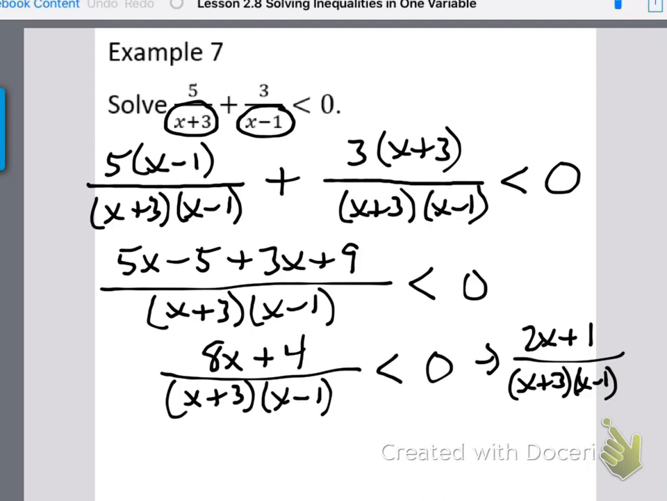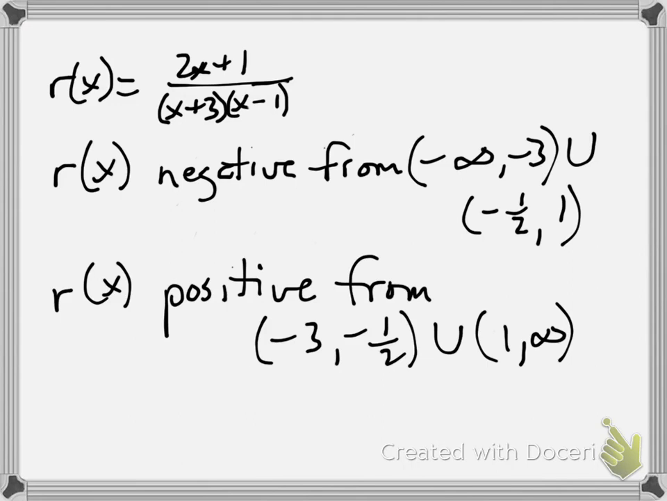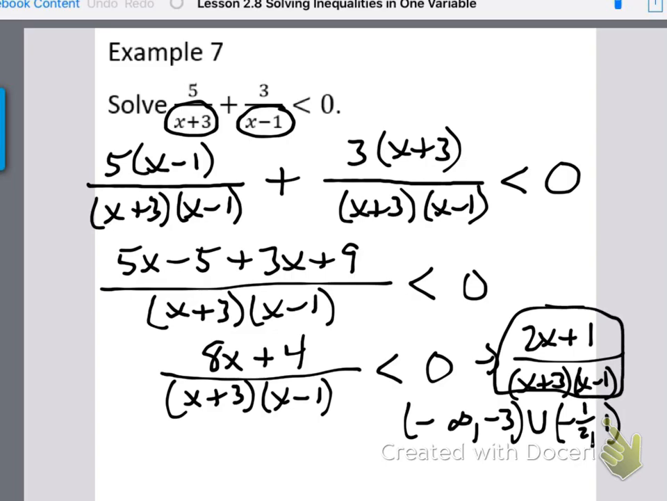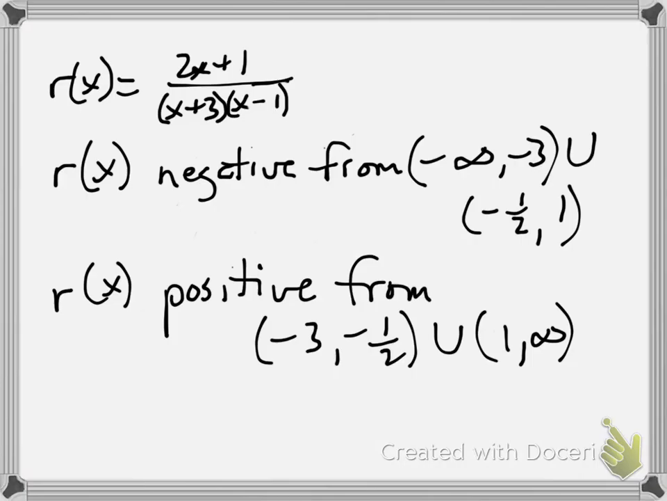So now, if you look, that's the same inequality we got from the previous problem, if you notice. So basically what they want to know is, when is this function negative? Well, we already know the answer to that. It's -infinity, -3, union, -1/2, 1. I'm running out of room. So the function we came up with was the same one from the previous example, so I can just cherry pick the answer from there.